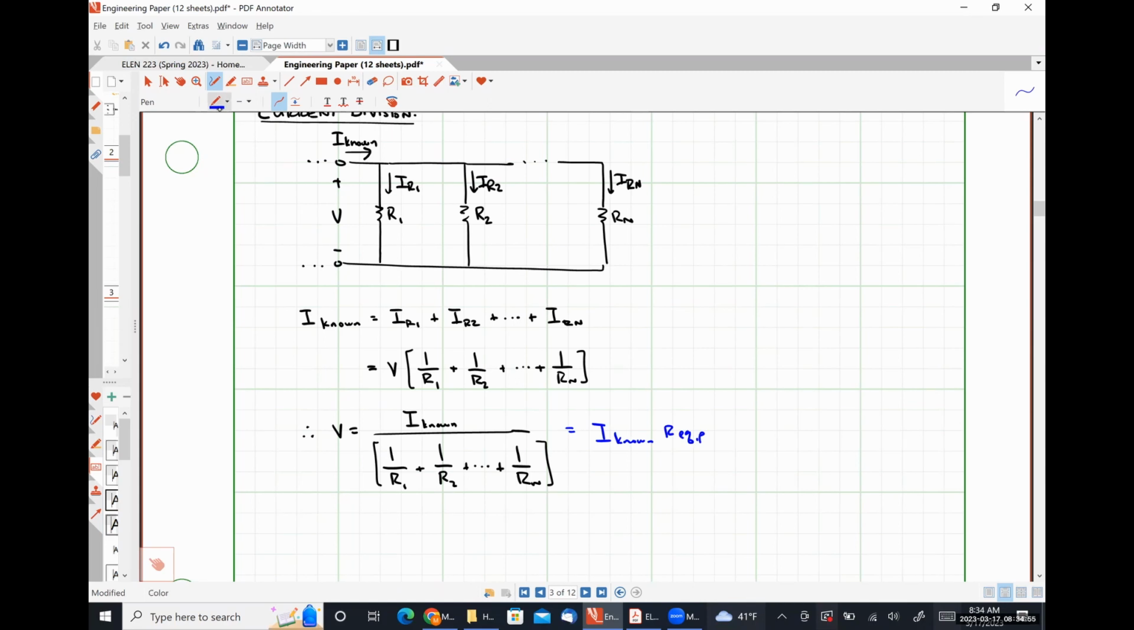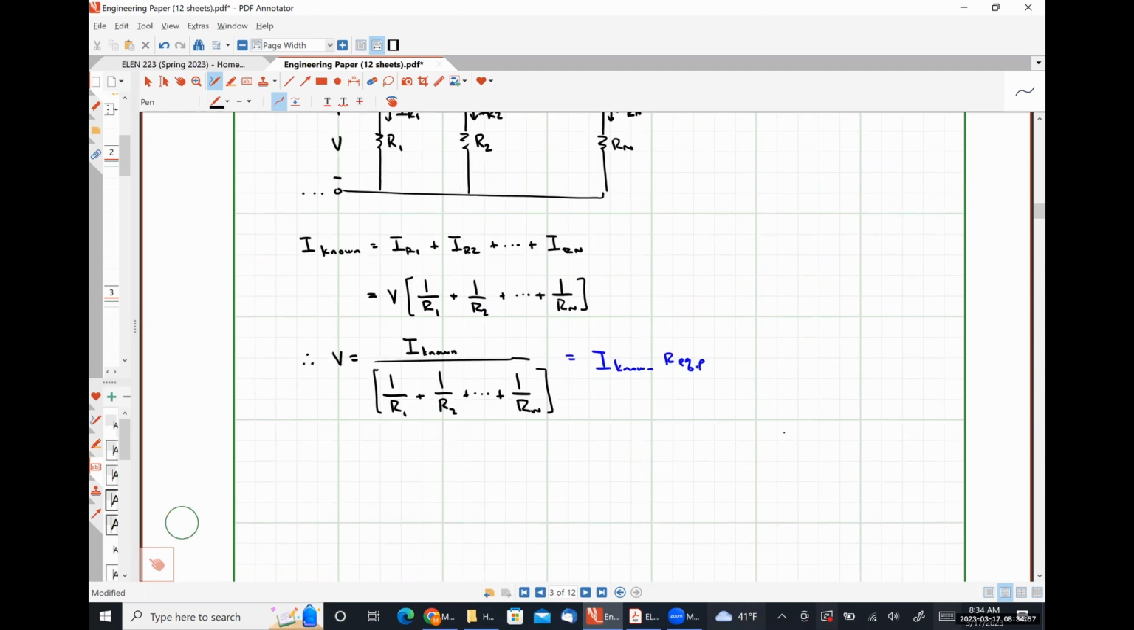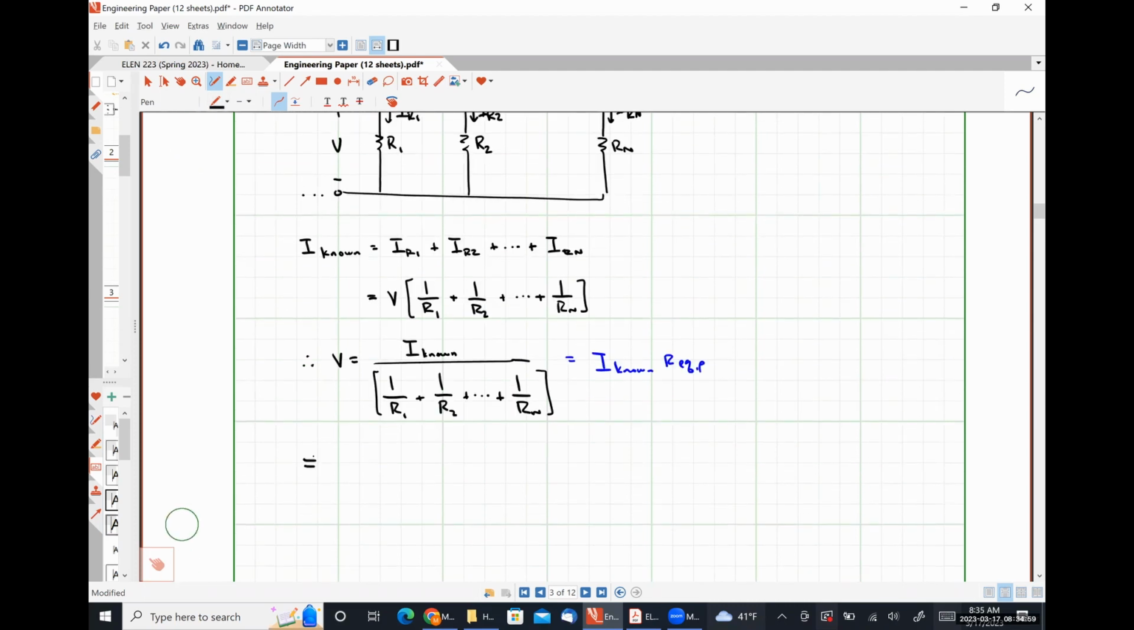So using Ohm's law, we know that I1 is V divided by R1. And I'm going to express this slightly differently. V times 1 over R1.